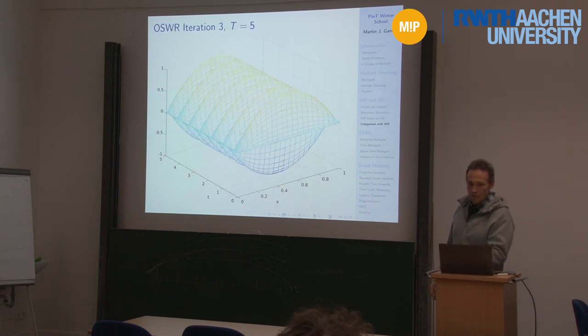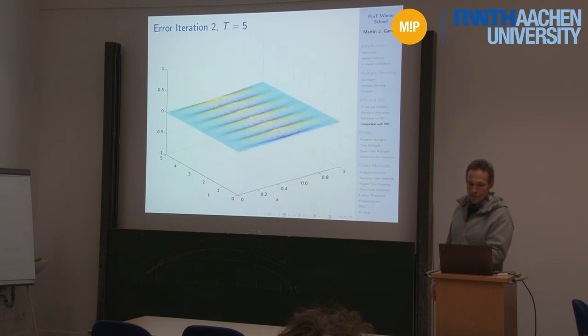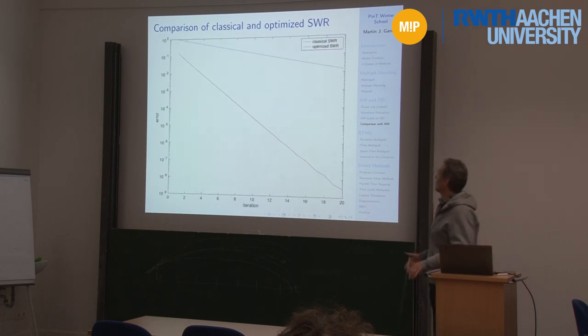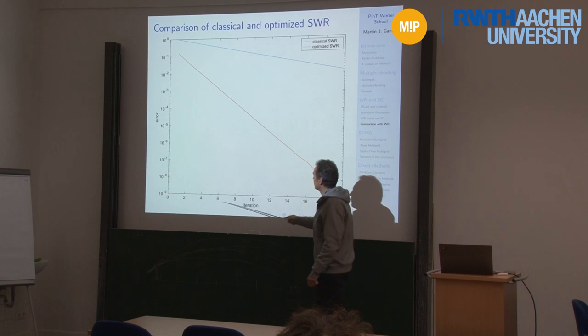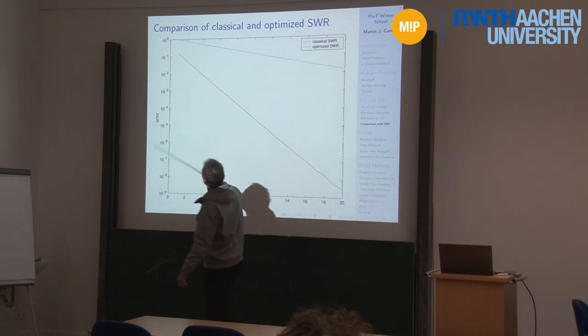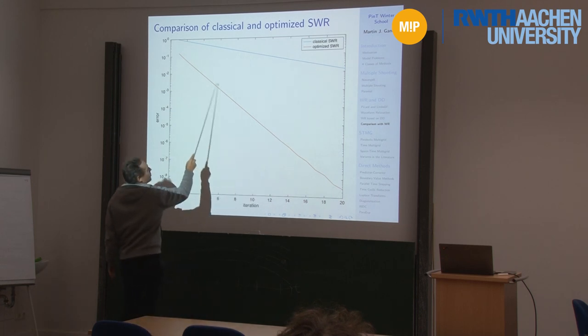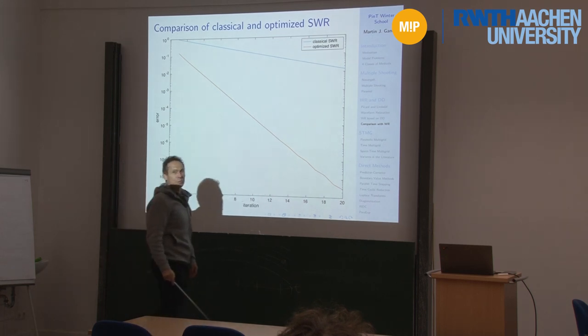This is the second iteration, third iteration, fourth iteration. This is the error, how it contracts. And if you compare to the classical method, here I have iterations, here I have the error, and this is the classical Schwarz waveform relaxation method, and this is the optimized one. You get a much, much better performance.